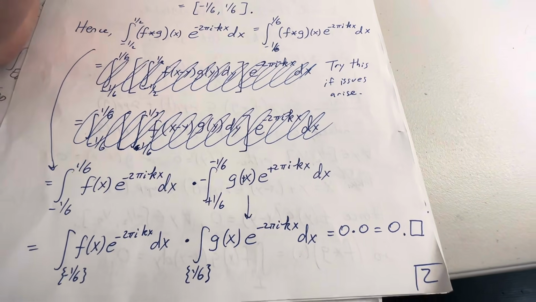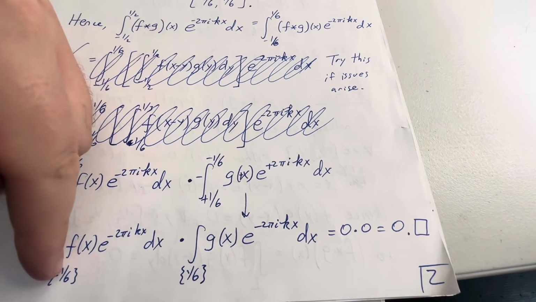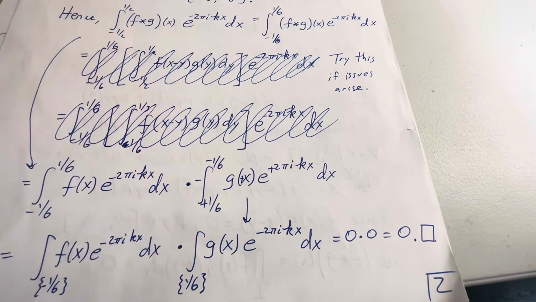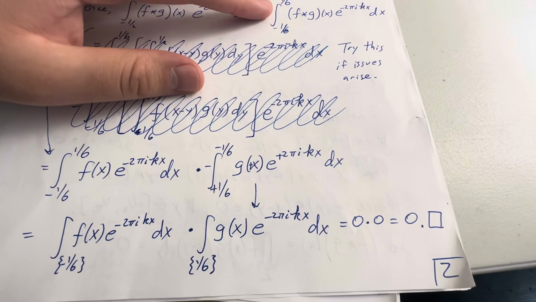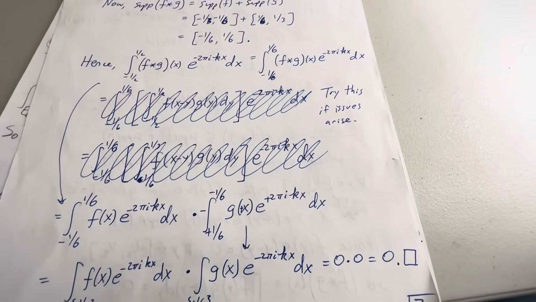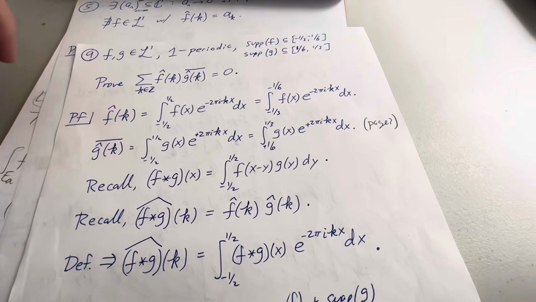I'm a little bit scared of this because f has support only at -1/6 and g has support at +1/6, and since it's the Lebesgue integral with respect to the Lebesgue measure, if you integrate over a single point, you're going to get 0. So I think this might be equal to 0, in which case you're summing up countably many zeros. So everything should be kosher.